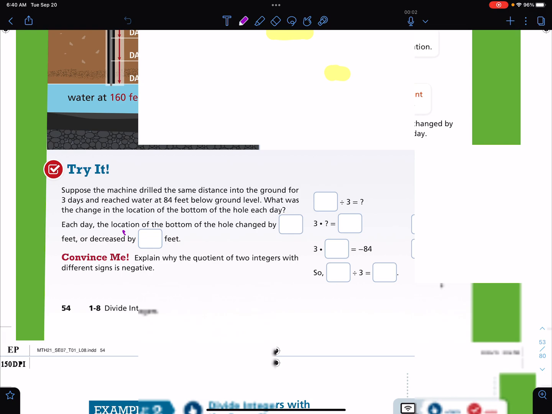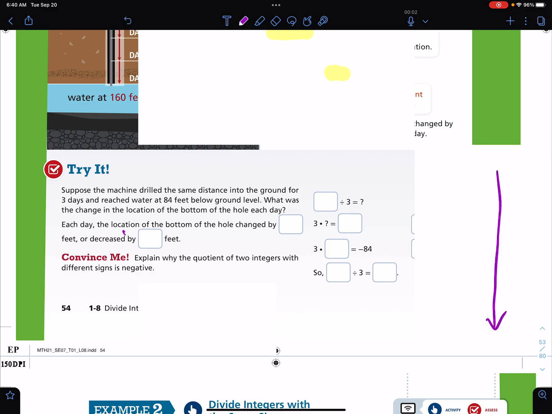Try it. Suppose the machine drilled the same distance into the ground for 3 days and reached water at 84 feet below ground. What was the change in the location of the hole by each day? So that's a situation where they have negative 84, and they have to make three, well, that's not three even groups, but we would pretend three even groups. So we need to split it up by 3. So that'd be negative 84 divided by 3 equals question mark. So each day the location of the bottom of the hole changed by blank feet or decreased by blank feet.